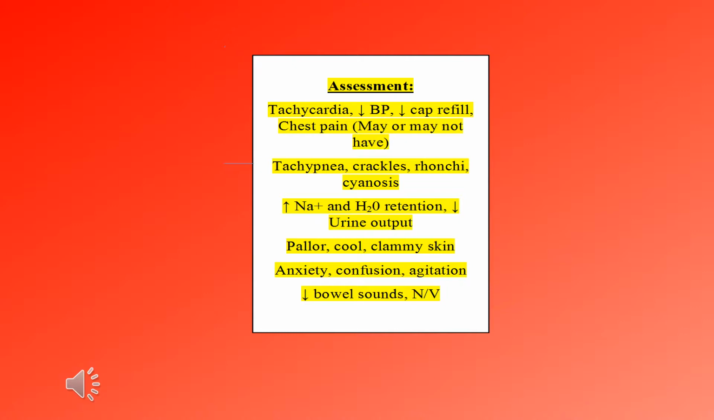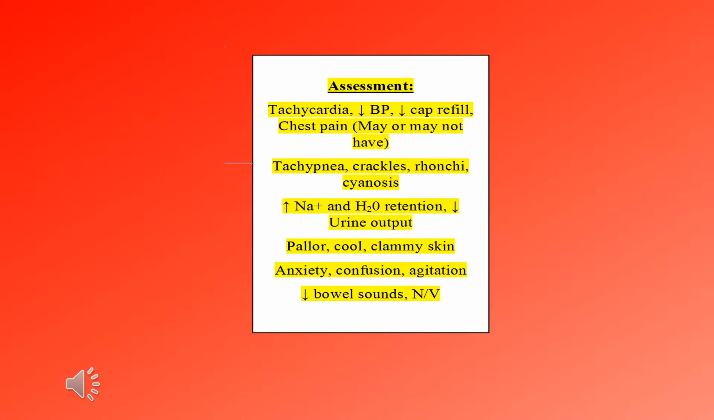The clinical manifestations in a patient with cardiogenic shock include tachycardia, decreased blood pressure, decreased capillary refill, and a patient may or may not have chest pain. Also, a patient will have tachypnea, crackles, rhonchi, and cyanosis, and this is due to pulmonary congestion.